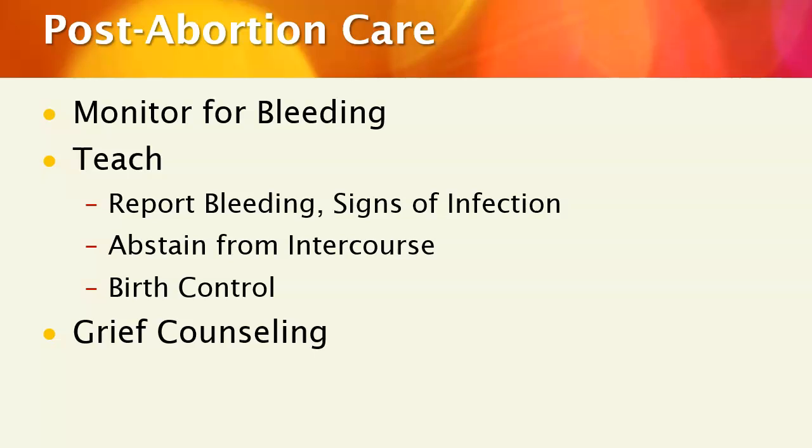Now, post-abortion care. Please keep in mind when we're talking about abortion, there are spontaneous abortions, which is what we call a miscarriage, or there can be the therapeutic abortion, which is the elective one. Again, I'm not asking for an ethical debate here, but for post-abortion care, we need to monitor for bleeding. We want to teach our females to report any bleeding or any signs of infection. We teach her to abstain from intercourse for a while, and we definitely want her on some form of birth control so that she doesn't get pregnant in the post-abortion period. And regardless of whether this was therapeutic or routine, grief counseling is warranted. Even when a female has an elective abortion, there's a lot of grief and a lot of guilt that goes with that. So please make sure that we encourage her to seek out grief counseling.